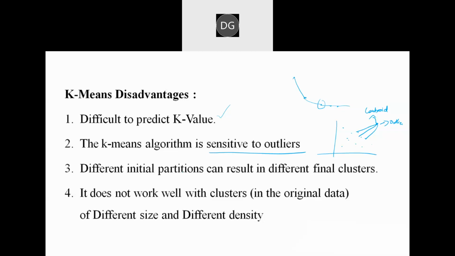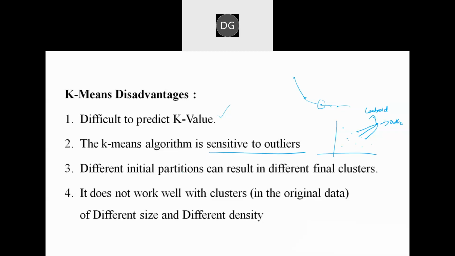Then it does not work well with clusters in the original data of different size and different density. If you are having a completely different set of categories which are not matching with each other, it will be very difficult for us to find the similarity between each point. Because based on the similarity only we are grouping the clusters, right? If those similarities are not there, with completely different types of classifications or values, the k-means algorithm will become more difficult.